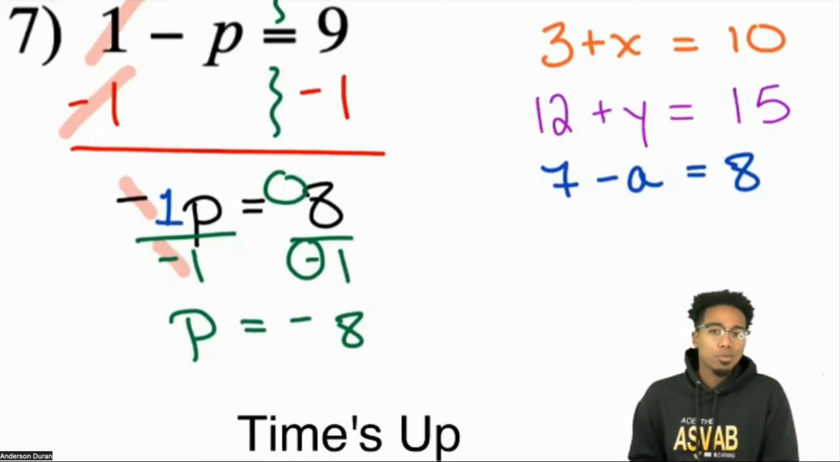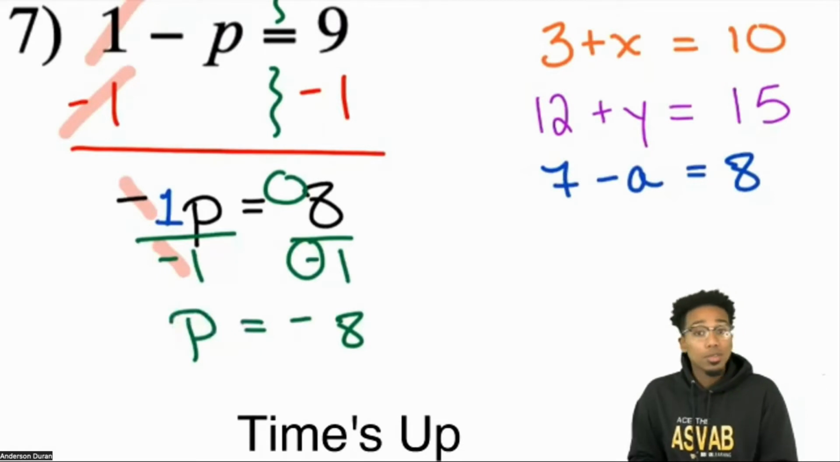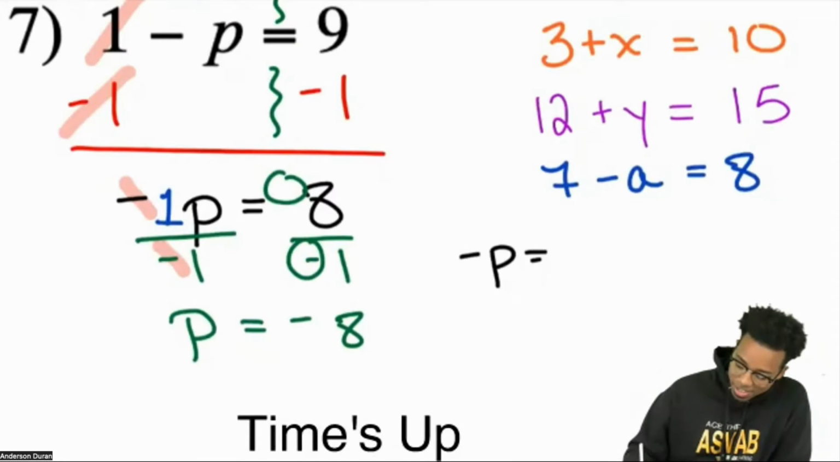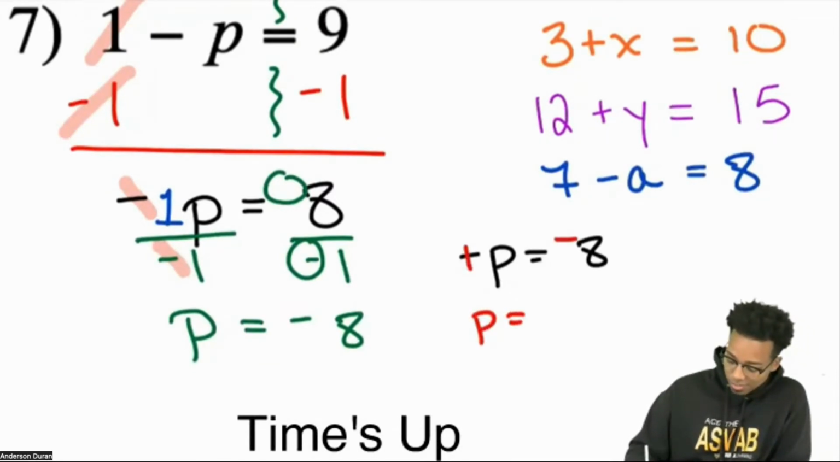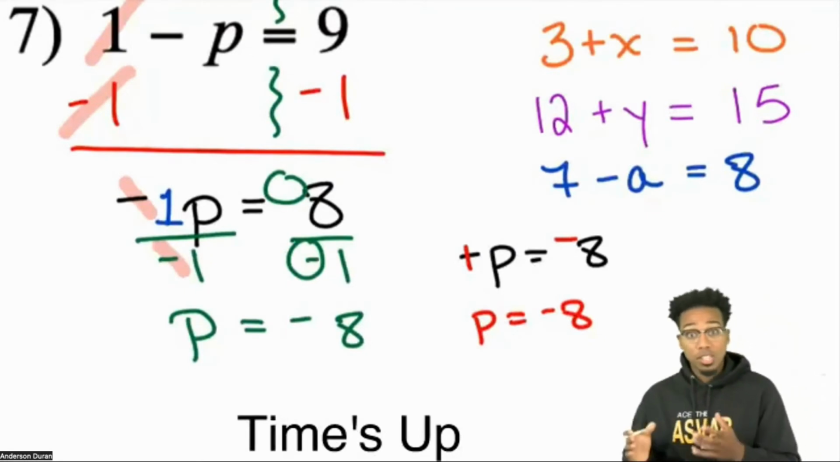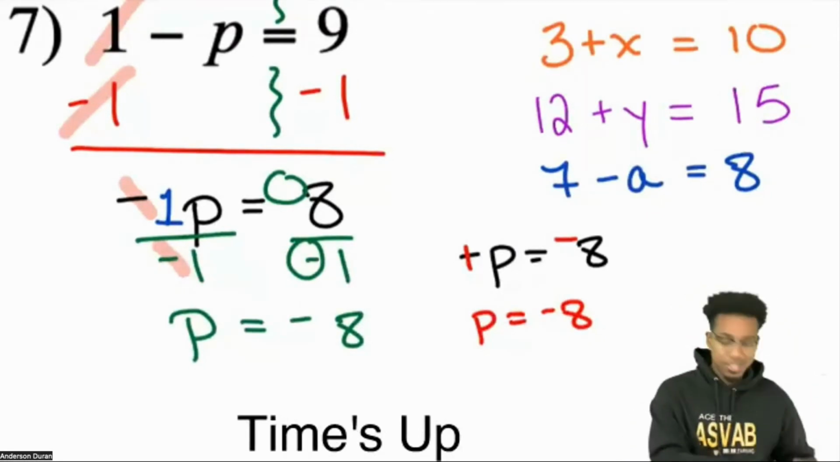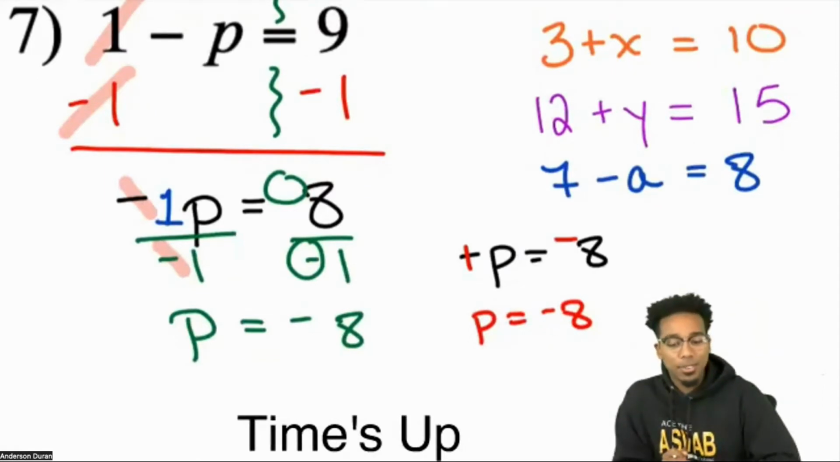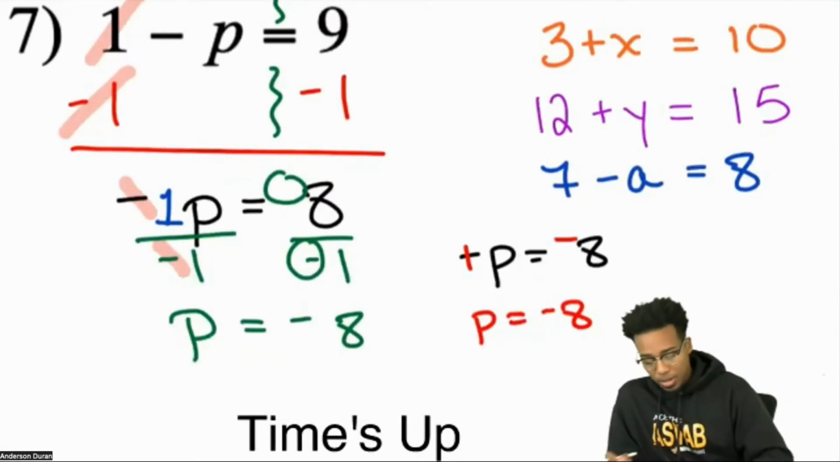Honestly, my party people, the rule is whatever you do to one side, you do to the other. So if I got myself sitting here with negative P equals 8, I'm just going to change the sign on both sides and call it a day. I just changed the sign on both sides. All right, so you're allowed to do that. Again, as long as you do the same thing to both sides, you're good. So that was number 7.